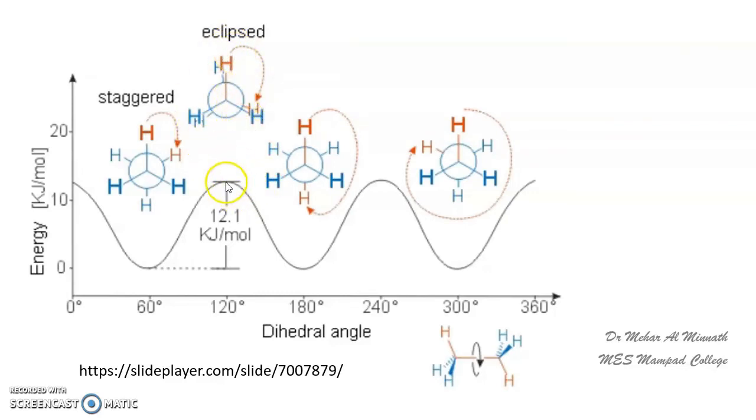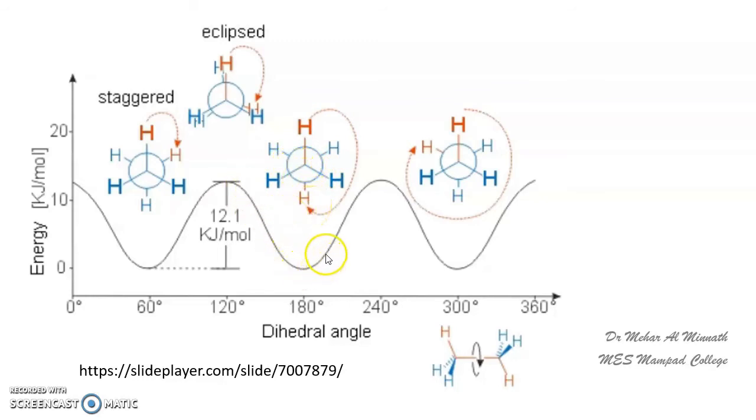Again, you increase the dihedral angle, what happens? This hydrogen starts moving apart, so the energy comes down, and it reaches a minima when the dihedral angle is 180 degrees. At this point, the two reference hydrogens are 180 degrees apart. And of course, all the hydrogens are anti to each other, or 180 degrees apart.